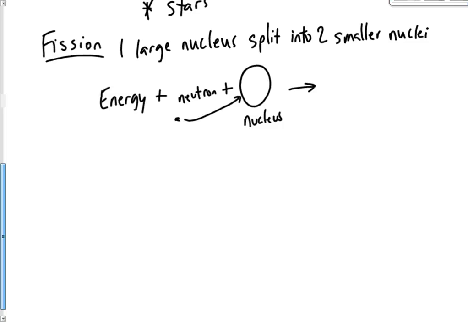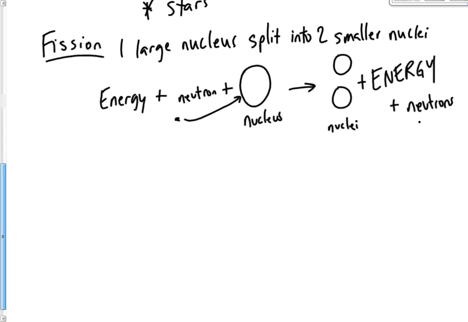And what you end up with is two smaller nuclei plus large amounts of energy plus more neutrons. Then those two neutrons go off and hit two more large nuclei, and those break apart into four and shoot out more neutrons, and it's that chain reaction. It's how the atomic bomb works.